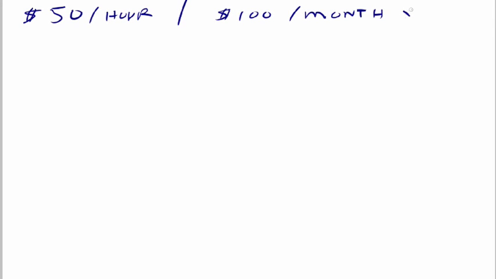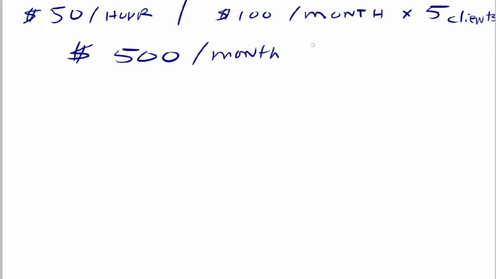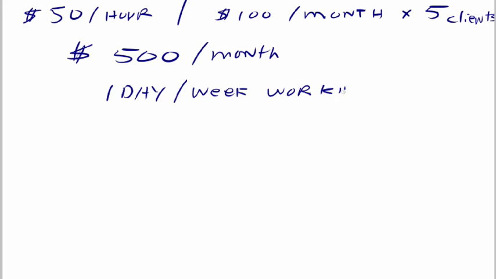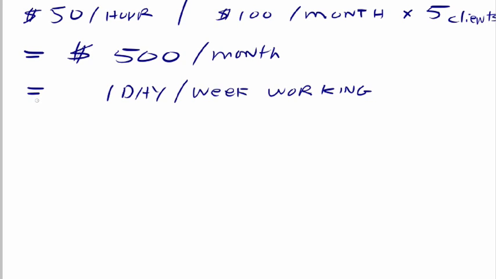You sign up 5 clients, now you're at $500 a month in income. Now 5 clients, even if you coached them every single week, you're working 1 day a week for that. So you're not even quite a part-time job. You're working 1 day a week, and you've got $500 a month in income. And people will come and go, but that's not bad for talking on the phone once a week in the privacy of your home, right?